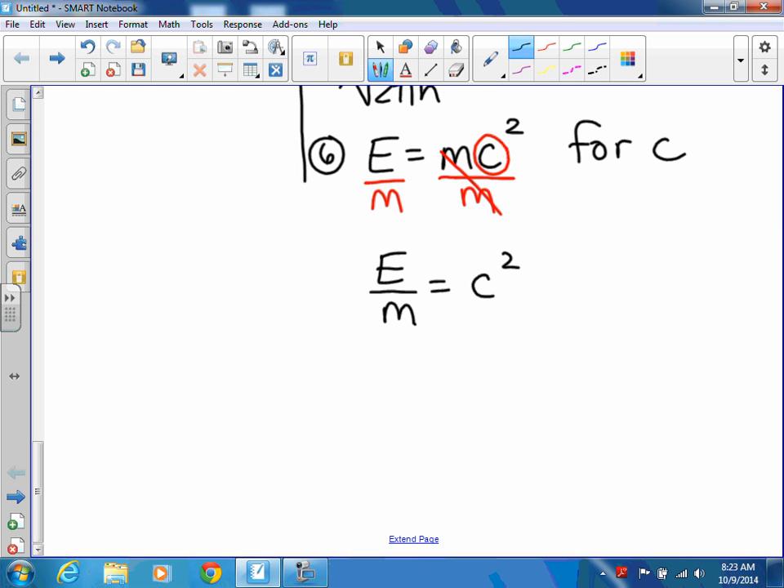We want to make sure that we identify the letter we're circling. And to undo the square, you want to square root both sides. And you do have to show that you are canceling off that square. That's part of your work to justify your answer. So we're going to have the square root of E divided by m, and all of that equals the letter c.